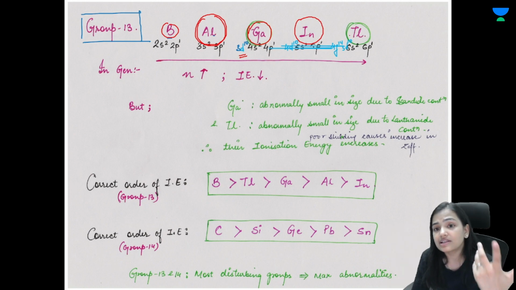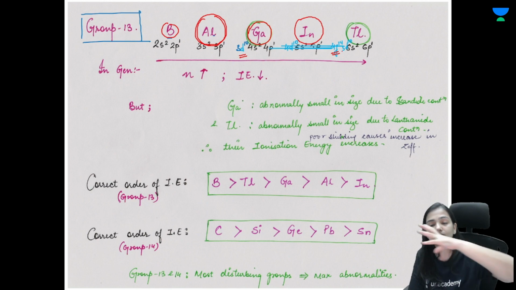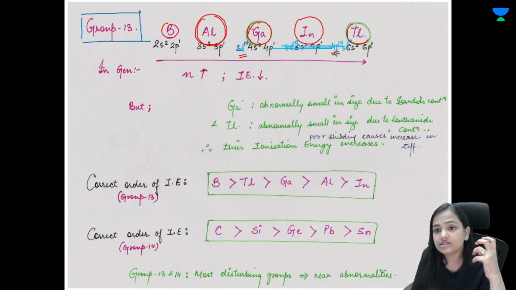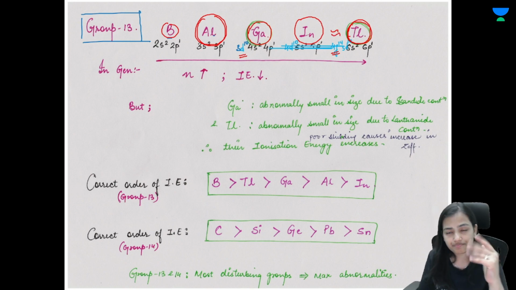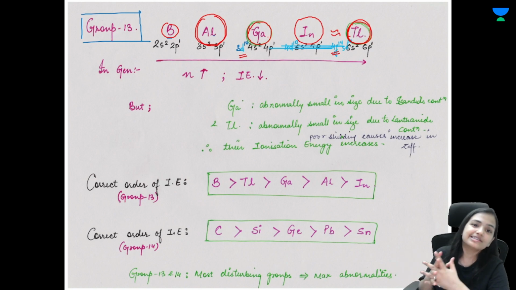We again found that in the case of thallium there is poor shielding by the 14 f orbital, and because of this poor shielding the nucleus attracts the last electron, and so the size of thallium and indium becomes almost the same. Now here the question is not about the atomic size, here the question is about the ionization energy.